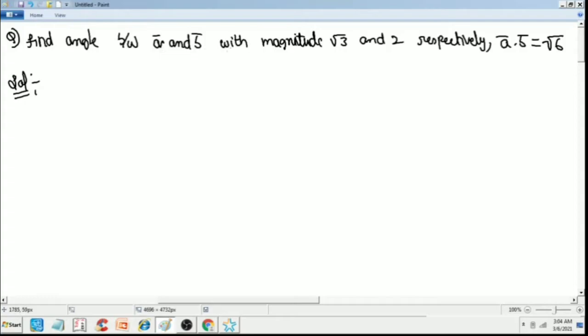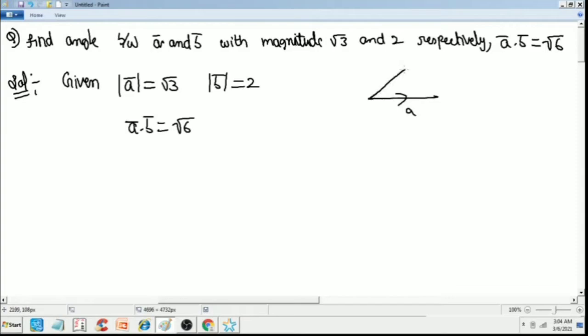Find the angle between A and B with magnitudes root 3 and 2 respectively. What is given? A magnitude is root 3, B magnitude is 2, and A dot B, the dot product, is root 6. And what is asked? This is the A bar and this is the B bar.